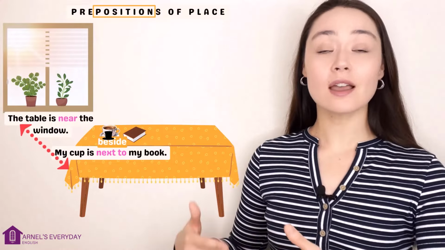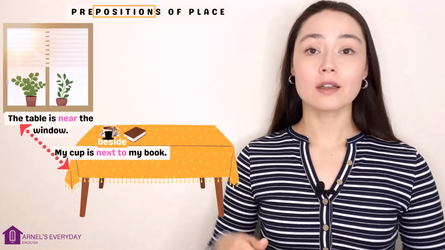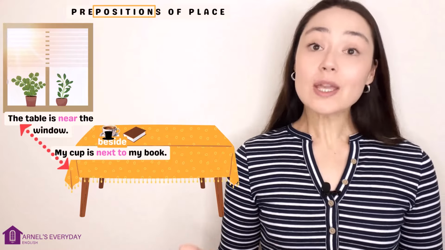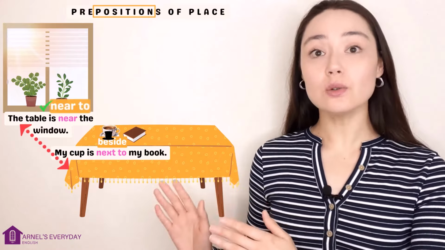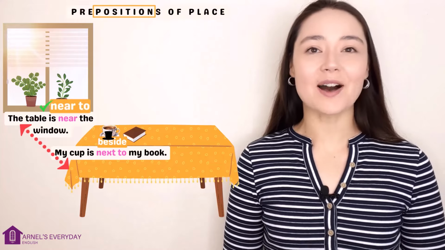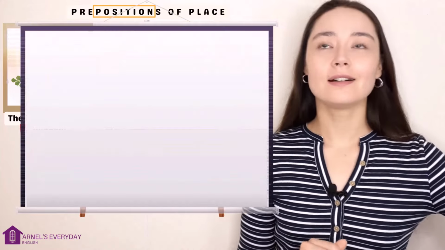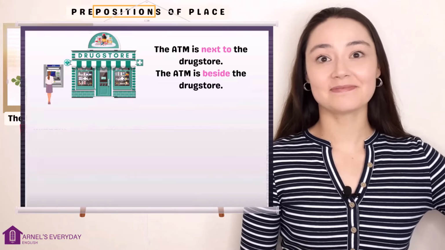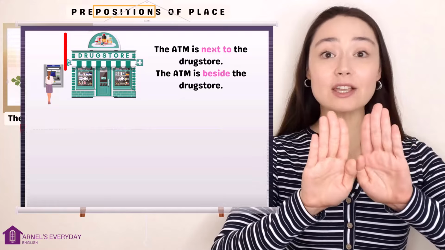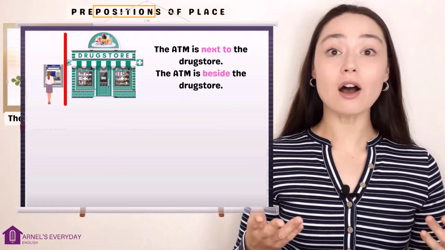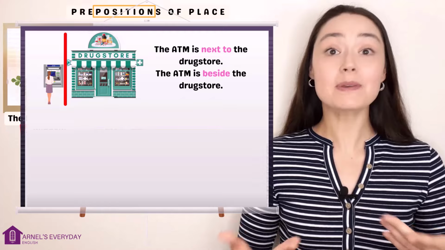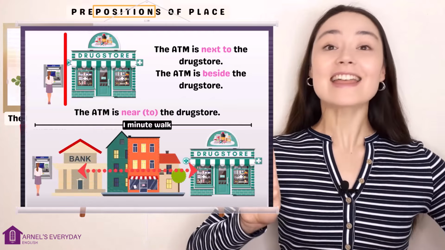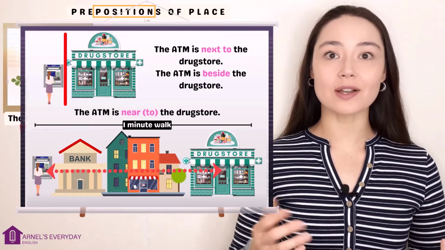The table is near the window. You can also say near to, but that's just not as common. Let's compare again. The ATM is next to the drugstore. I can also say the ATM is beside the drugstore. The ATM is near the drugstore.